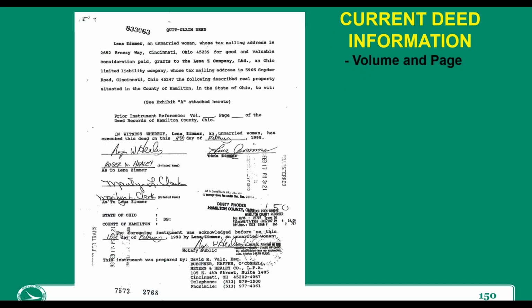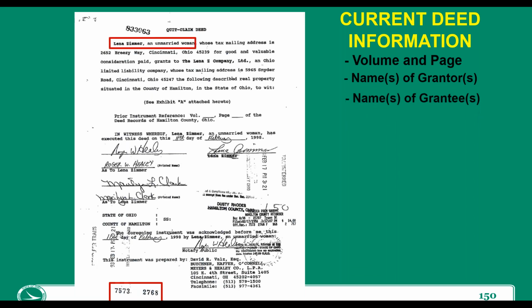Here's some of what we can find on a deed. We're going to find our volume and page. We're going to find the name of our grantor and our grantee, Lena Zimmer to the Lena Z company, most likely the same person. It is a quitclaim deed, so we couldn't use it for root anyway.